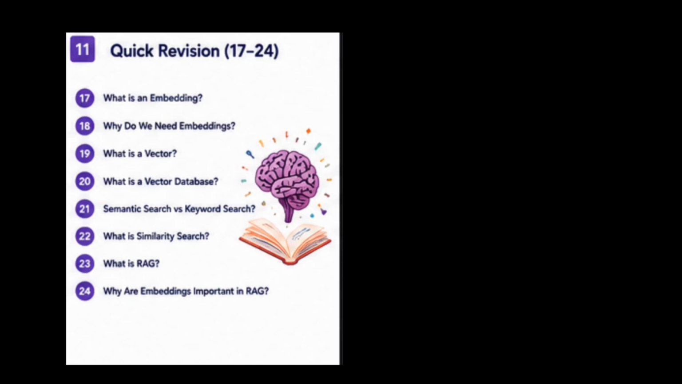Let's quickly revise today's 8 questions. An embedding converts data into a numerical vector. We use embeddings to compare the meaning of data. A vector is a collection of numbers representing data. A vector database stores and searches embeddings. Keyword search looks for exact words, while semantic search looks for meaning. Similarity search finds the most similar vectors. RAG retrieves relevant information and provides it to an LLM. And embeddings are important in RAG because they help us find the most relevant information from a large collection of documents.